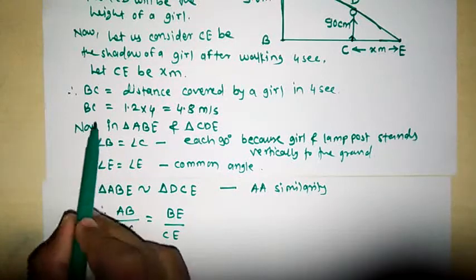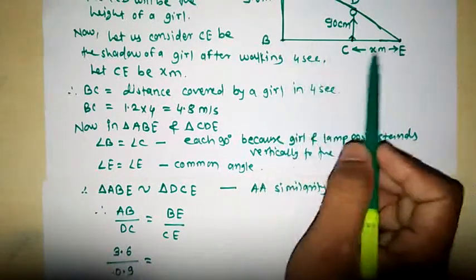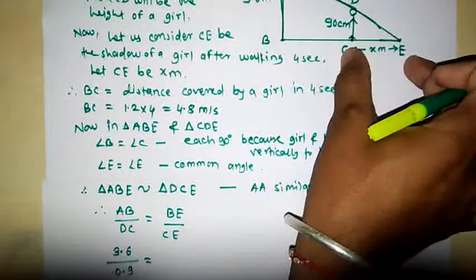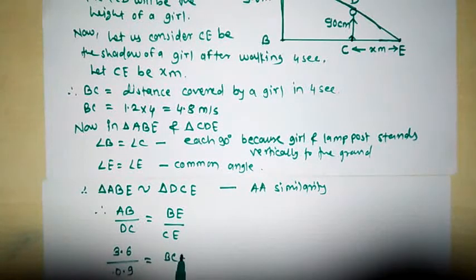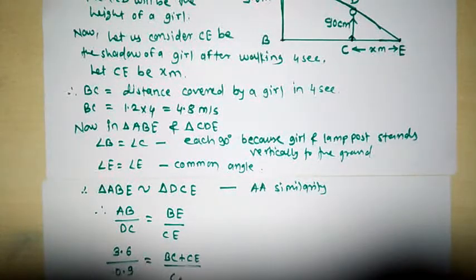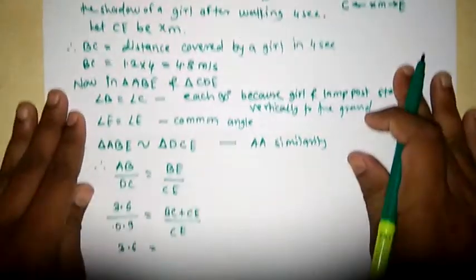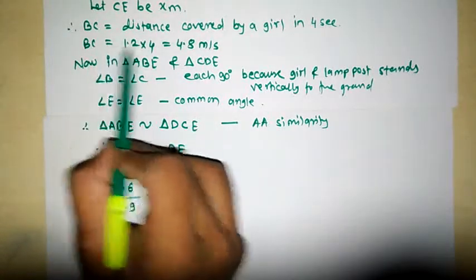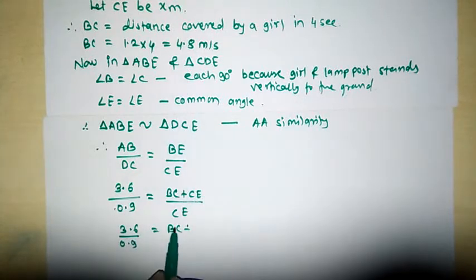Is equal to BE. What is the value of BE? This BE can also be written as BC plus CE. ये BE को BC plus CE लिख सकते हो ना आप? So BE can be written as BC plus CE divided by CE as it is. Now we will put all the values. 3.6 divided by 0.9 is equal to, what is the value of BC? Sorry, BC we have calculated. BC we got as 4.8. Put here 4.8 plus CE.